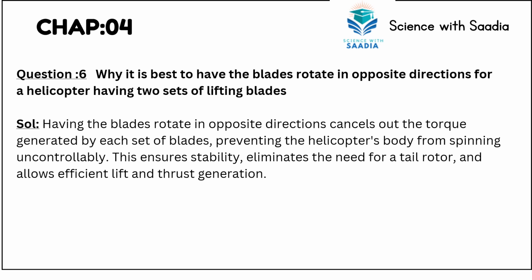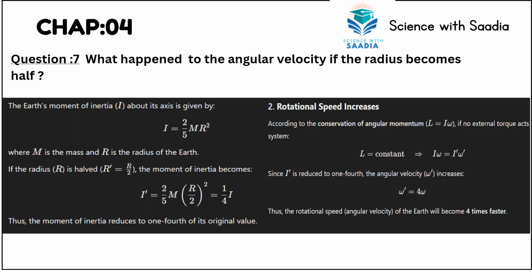Moving on to the next question. So question number 7 is what happens to the angular velocity if the radius becomes half? So when the radius becomes half, we know the formula of inertia, that is 2/5 m r square.